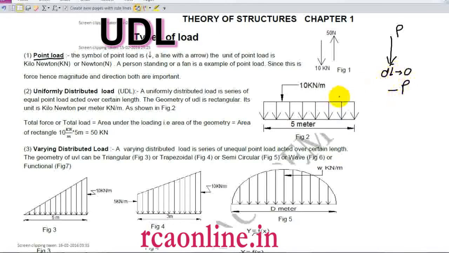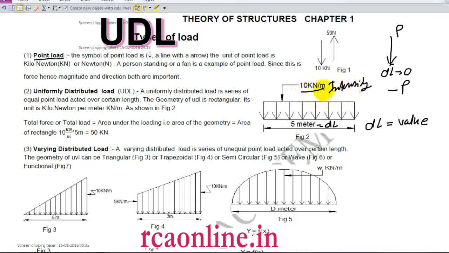Now we come to the second type of load, which is uniformly distributed load. So what is a uniformly distributed load? It is a load which is applied over some distance. So here dl has some value. Here dl is 5 meter. Clear? So dl is 5 meter and this value is known as intensity. This value is known as intensity of loading.